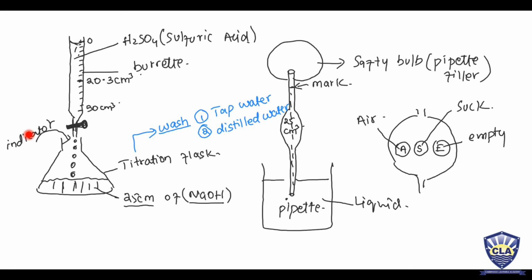So that is why the indicator was firstly used, so that we may come to know how much acid is required for a given amount of sodium hydroxide, so that in the next experiment, without indicator, you should add the same volume of sulfuric acid, okay.